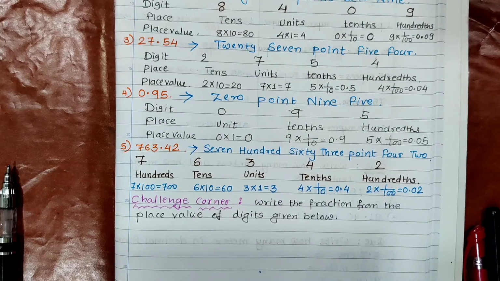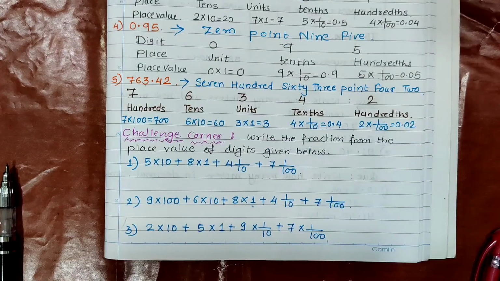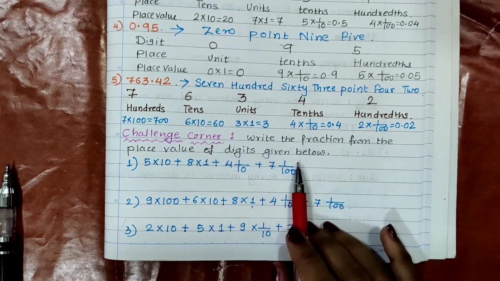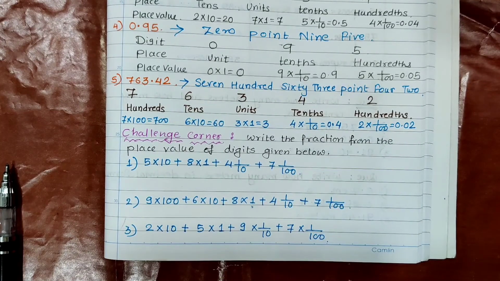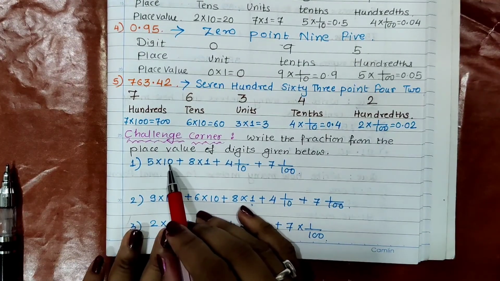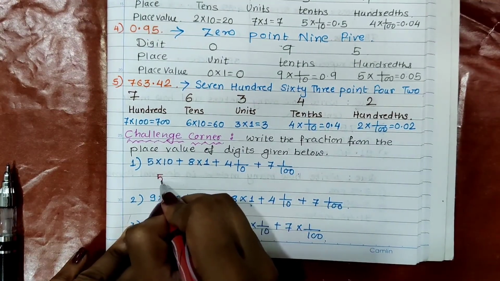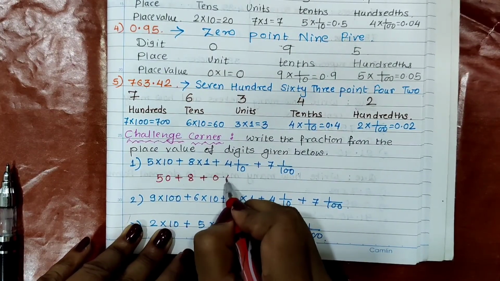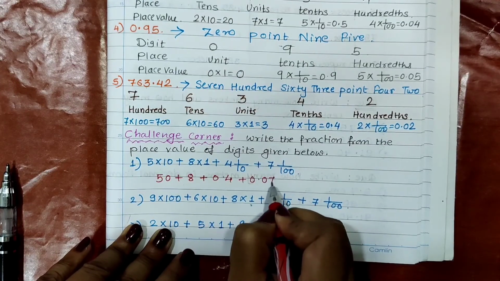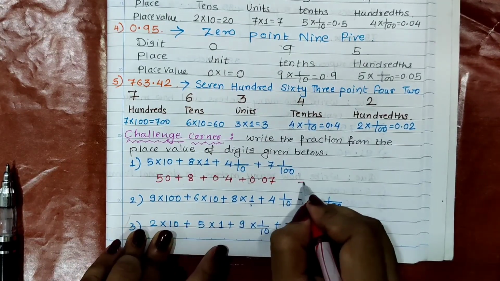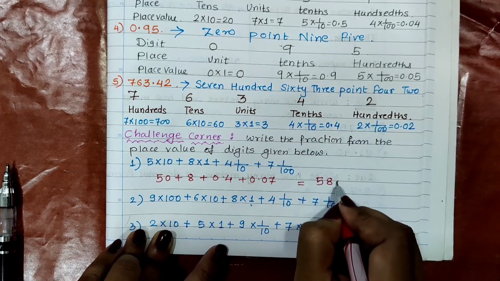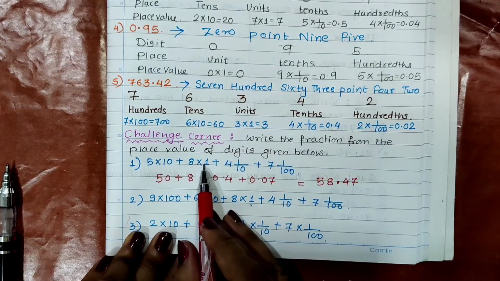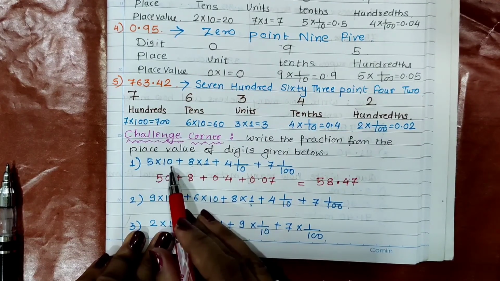Now let us see the challenge corner. So in the challenge corner we have to write the decimal fraction from the place values of digits given below. Okay, now we will be writing 5 into 10 is 50, correct? 8 into 1 is 8, plus this is 0.4, plus this is 0.07. So from this what we can write? 58.47.